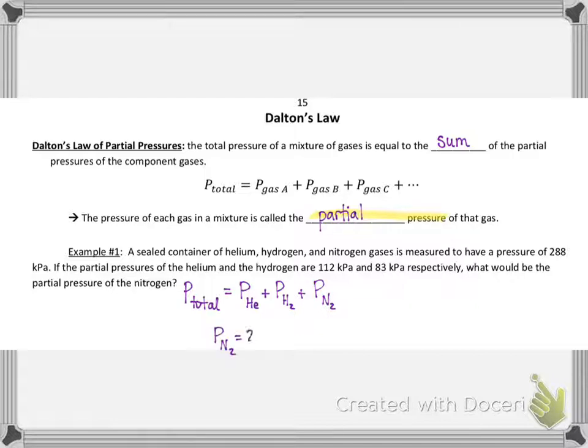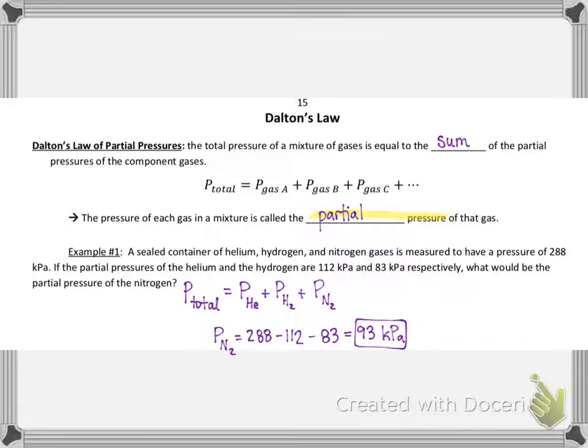Well, the total pressure, the pressure of the container, was given to me as 288. And then I'm going to subtract away the two partial pressures I know. And what remains must be the partial pressure of the nitrogen gas. In this case, 93 kilopascals.